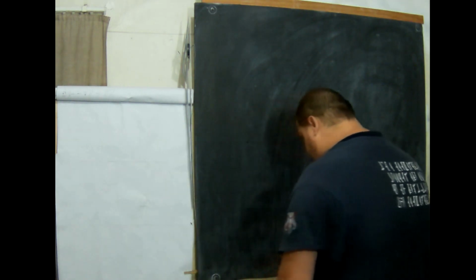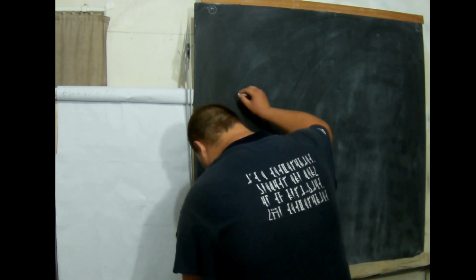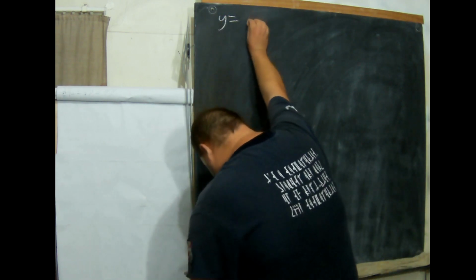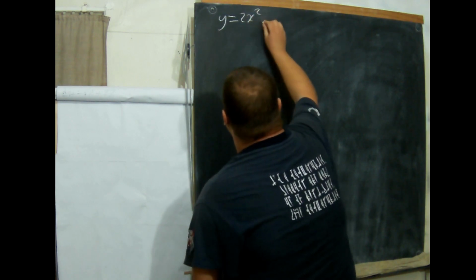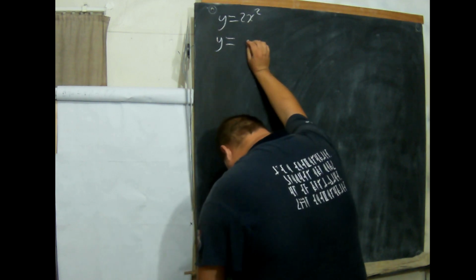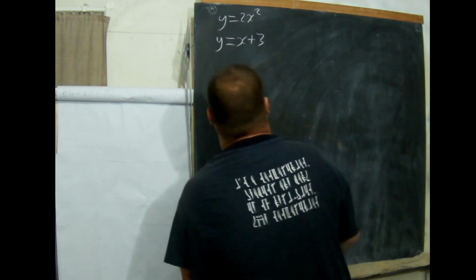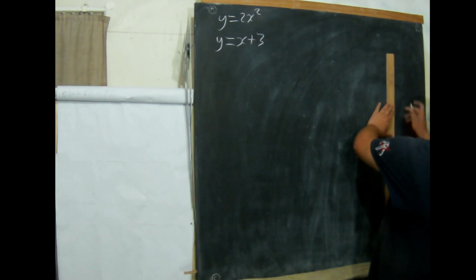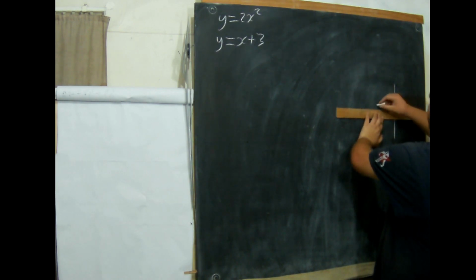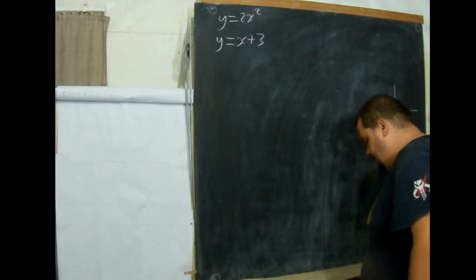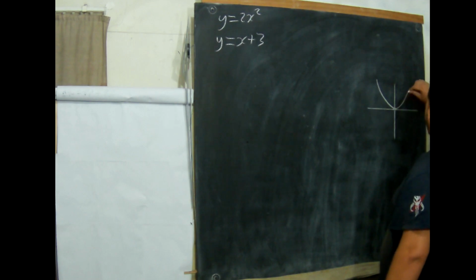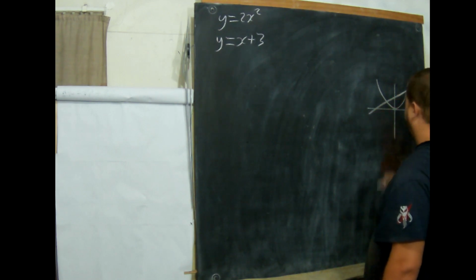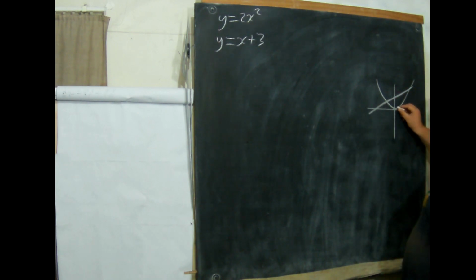Okay, one of these is more than likely what you're going to see. So, it will be y is equal to 2x squared and y is equal to x plus 3. Alright, so what our graph will look like is something like this. Now what we need to do is work out our intersection points between there and there.